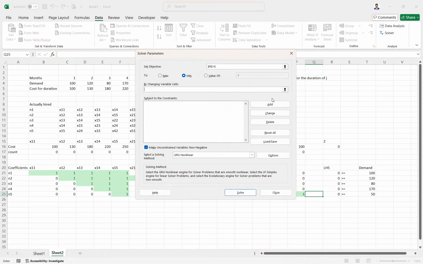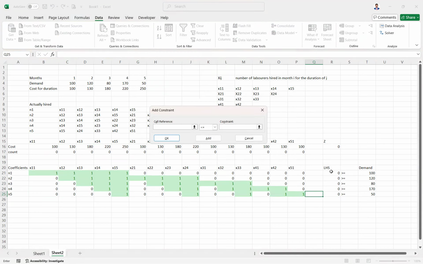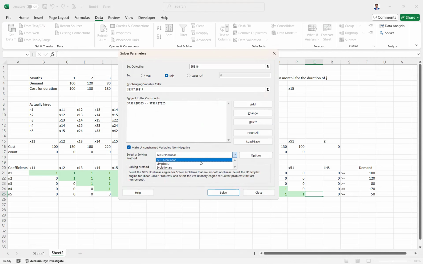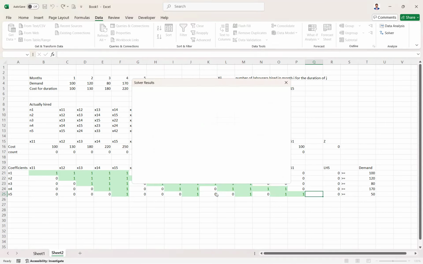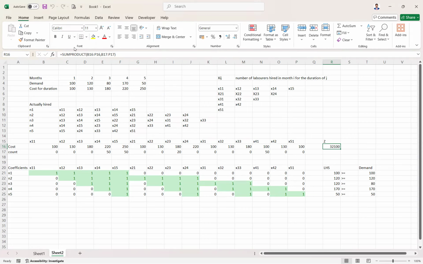Minimize it by changing values. These are your values which have to change, right? Then your constraints, which are nothing but these, greater than or equal to the demand. Okay. Then Simplex LP, simply solve. Solver found the solution and the cost has come out to be 32,100. That is the total optimal cost which you have got.